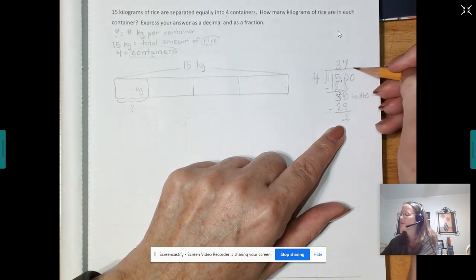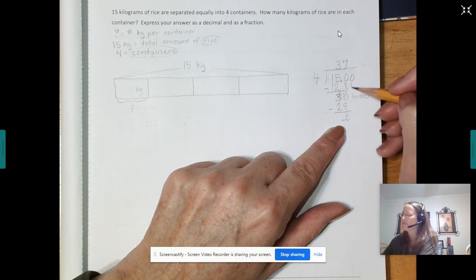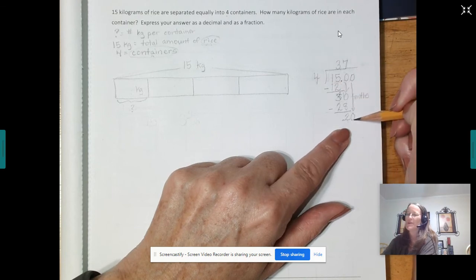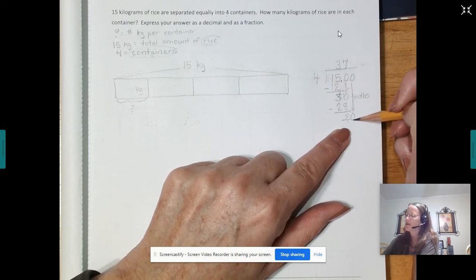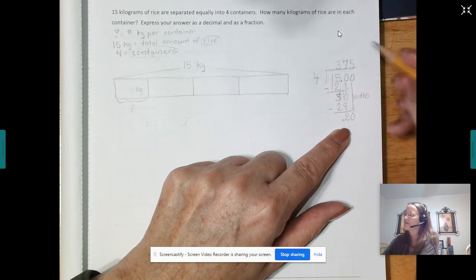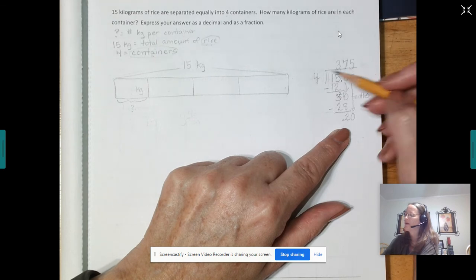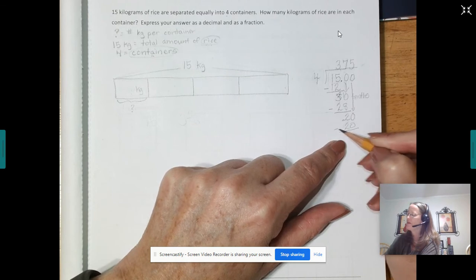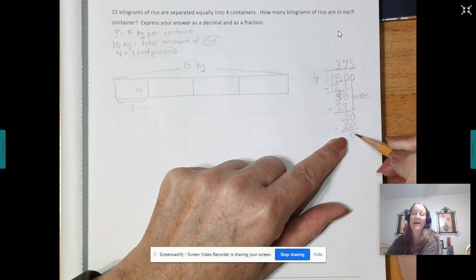It still does not change the value of 15 kilograms. So I am bringing down that 0. Now 4 goes into 20 hundredths, or 20 hundredths divided by 4 is 5 hundredths. I've put a 5 in the hundredths place. 5 times 4, 20. Subtract. And now I have no more rice remaining.